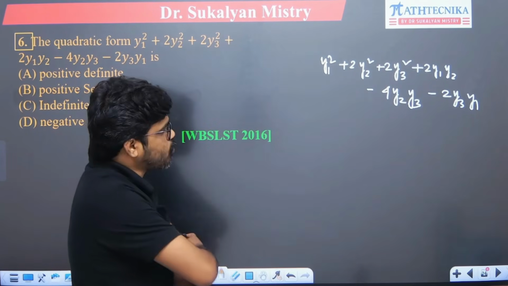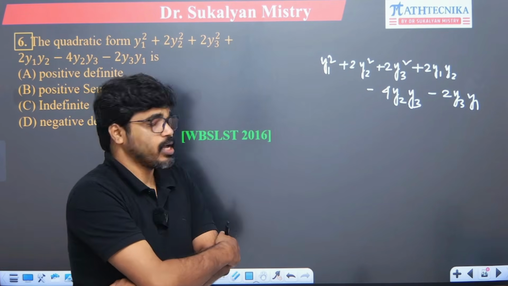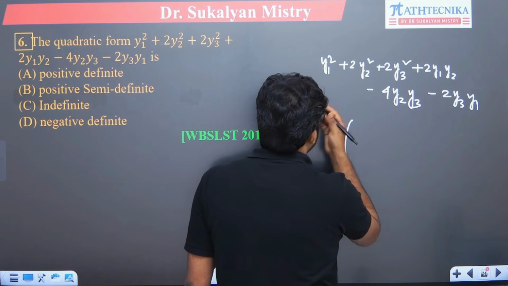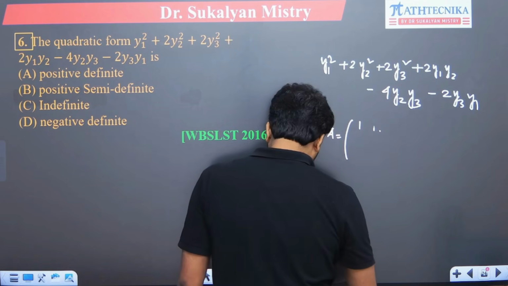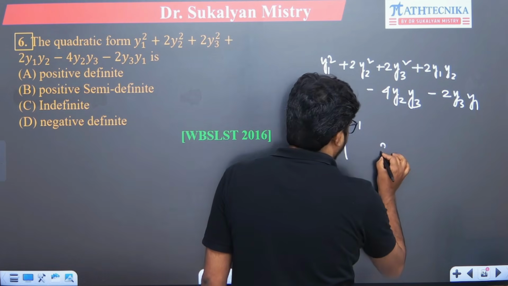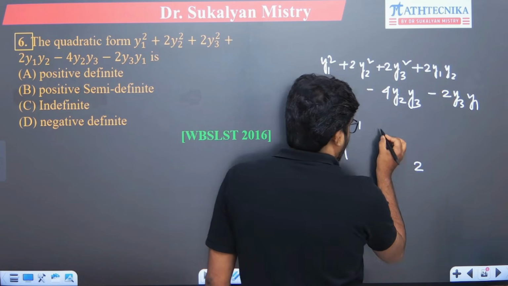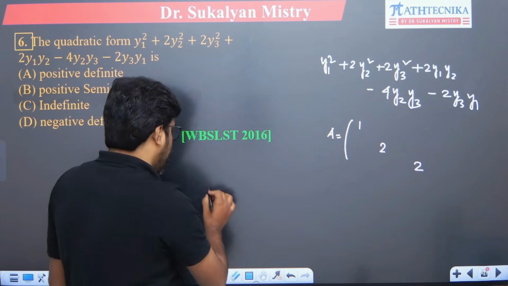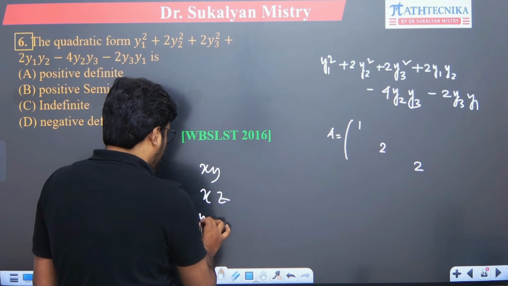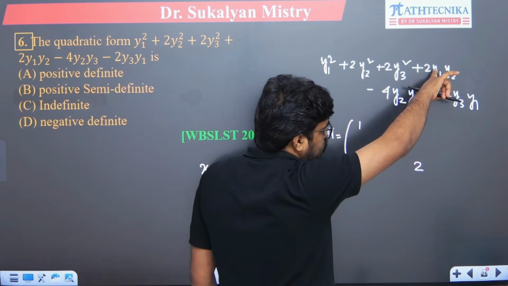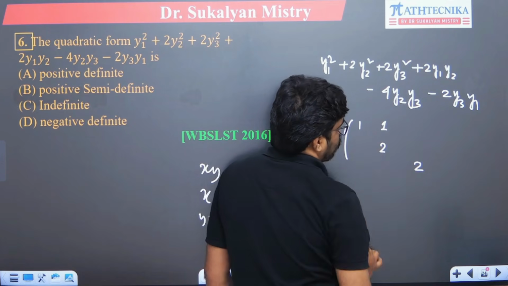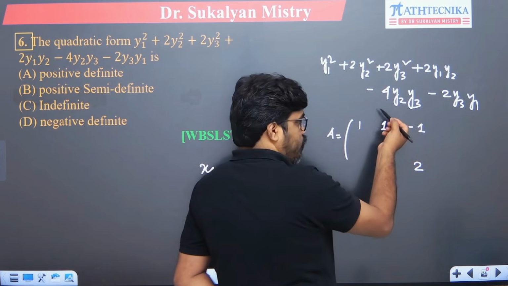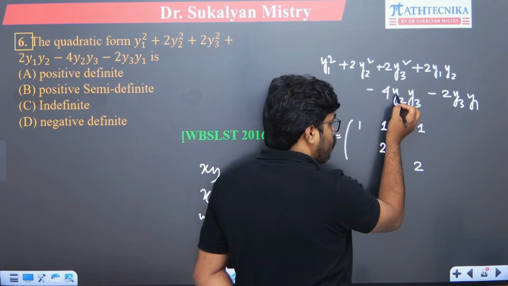Try to understand this very carefully. If I write this in quadratic form as a 3x3 matrix, what is the associated matrix? The associated matrix: the coefficient of y1 square, that is 1, coefficient of y2 square, that is 2, coefficient of y3 square, that is 2, 1 by 2 coefficient of y1y2, that is 2 divided by 2, that means 1, y1y3 coefficient minus 2, divided by 2, that is minus 1, coefficient of y2y3, 1 by 2 of it, that is minus 2.